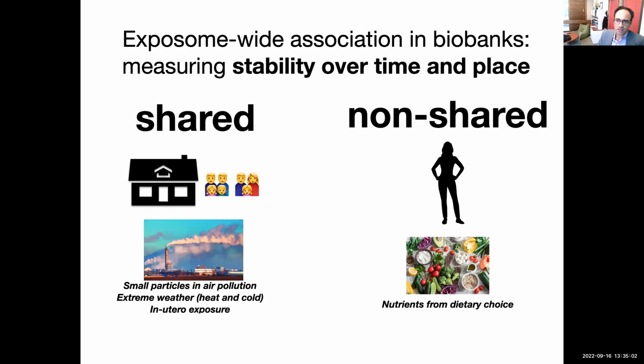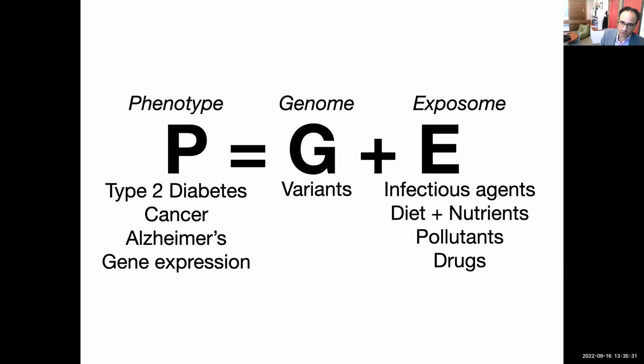So first, assessing stability over place and time. The first thing that we need to understand to assess the role of exposome and disease is figure out the role of shared and non-shared. When we think of shared, we think of things that we're sharing in our household or in our zip code, and non-shared could be things that we don't share within a household. So for example, if my partner and I disperse later in the day and consume different lunches, that would be an example of a non-shared type of exposure.